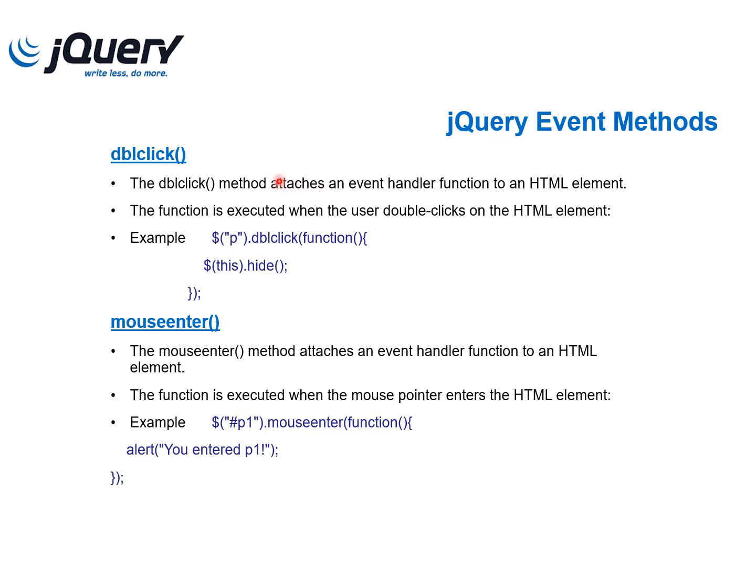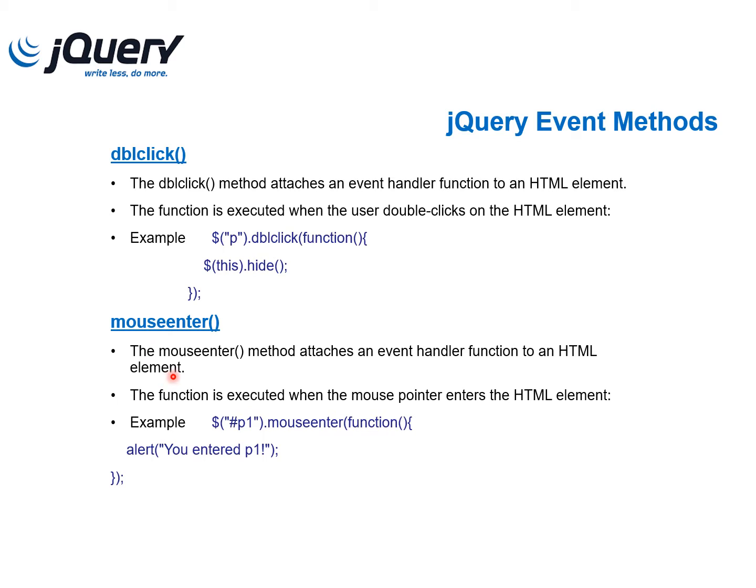So this double click method will work on an HTML element whenever the user is performing double click on that particular component. Here $("p").dblclick(function(){ $(this).hide(); }). If the user is performing a double click on the paragraph, that particular paragraph is hidden from the user.